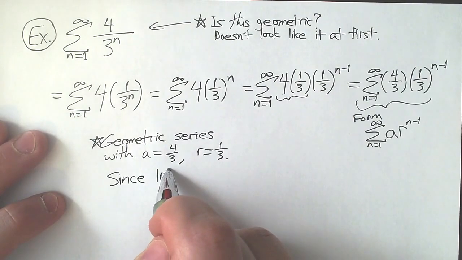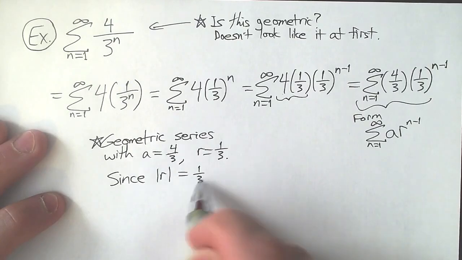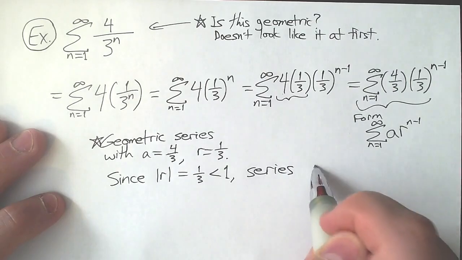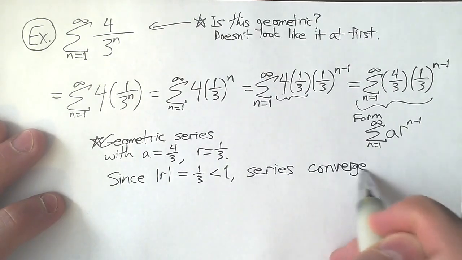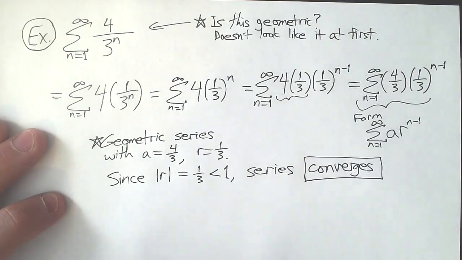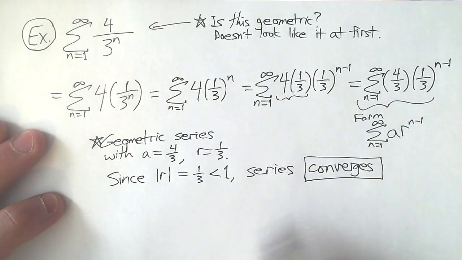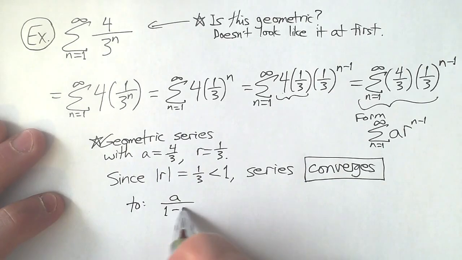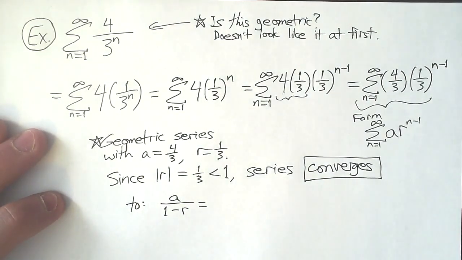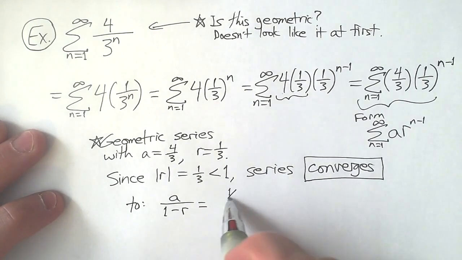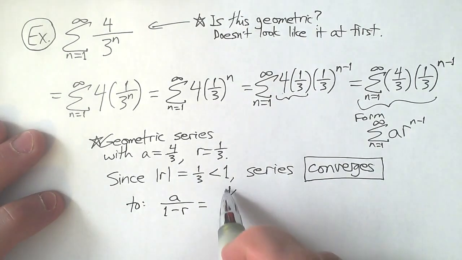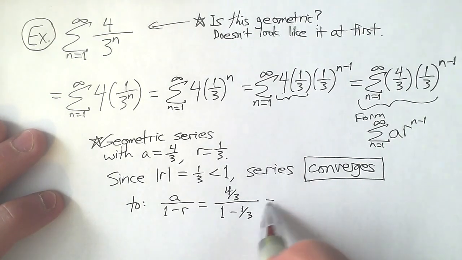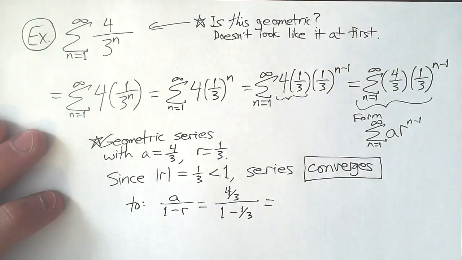Since the absolute value of r is 1/3, which is less than 1, the series converges. I'll put a big box around that. That's part of my answer. And it converges to, let's find this, a over 1 minus r. So put in a, I need a 4 up here, 4/3, 1 minus 1/3. And we'll simplify that and figure out what that equals.